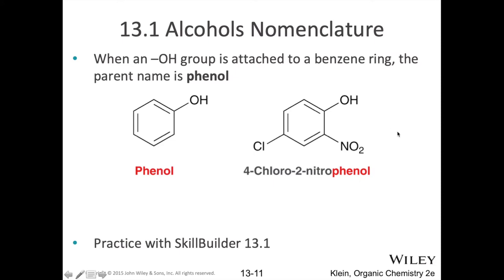But yeah, so again, notice that we kind of numbered this to give these substituents the smallest set of numbers. So we go clockwise here to put that nitro group at the 2 position, and that chloro would be at the 4 position no matter which direction you went in. But going clockwise gives a lower set of numbers.